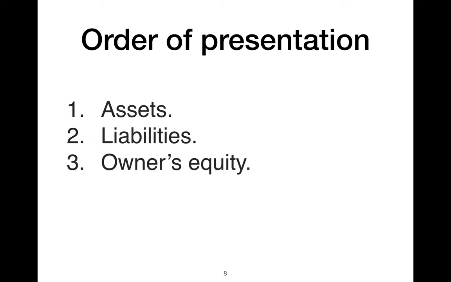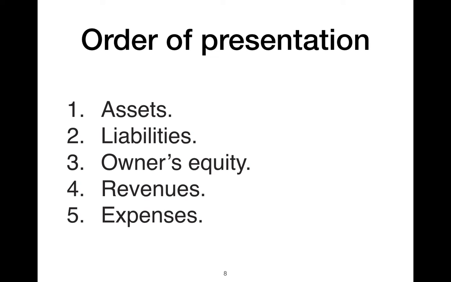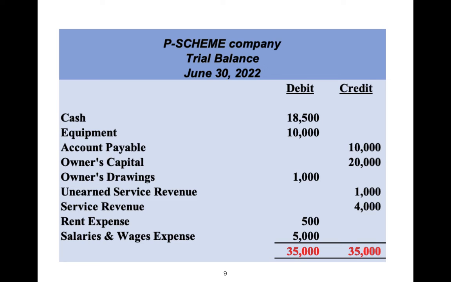On the trial balance, the accounts should appear in the following order: assets, liabilities, owner's equity, revenues, and expenses. You can see here that we begin with the assets accounts, the cash and equipment. Then we recorded the liabilities accounts, the account payable.